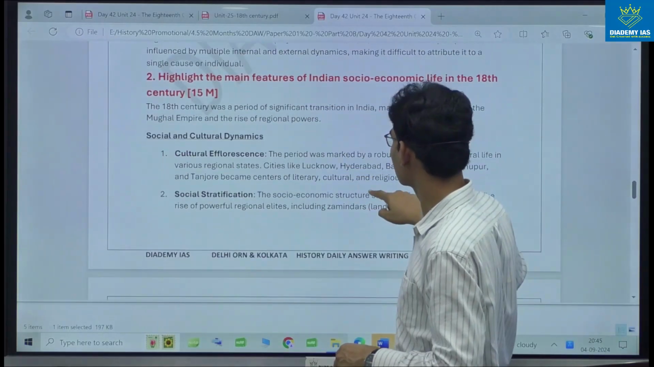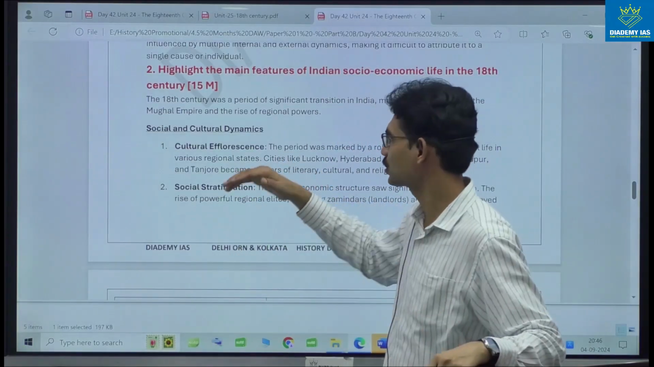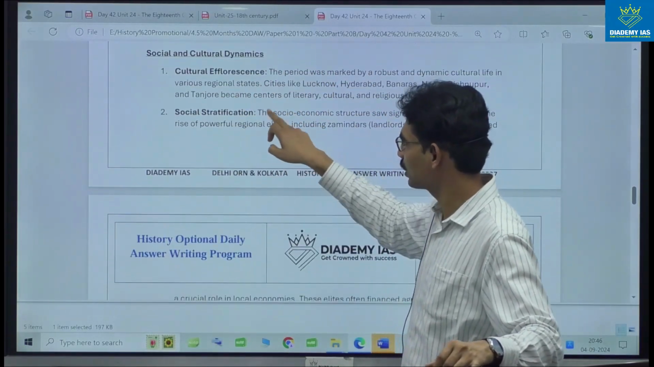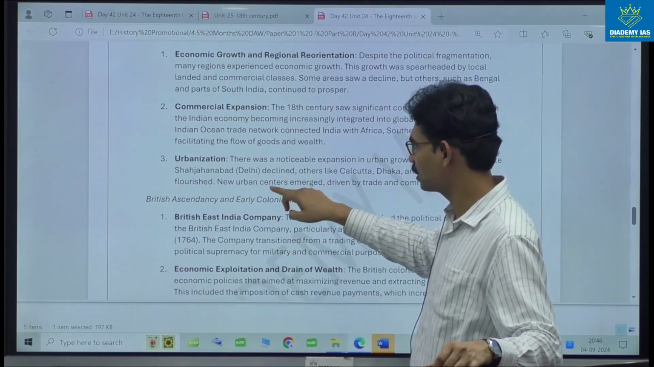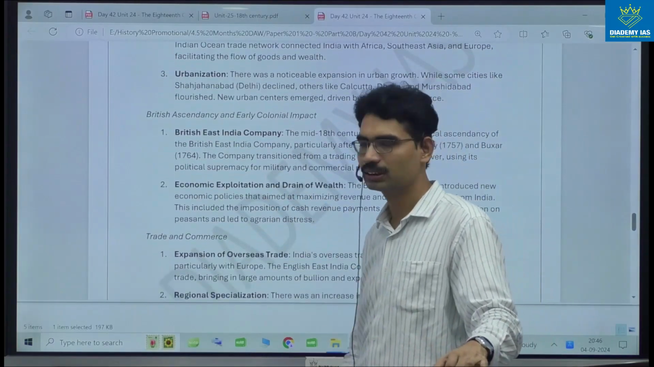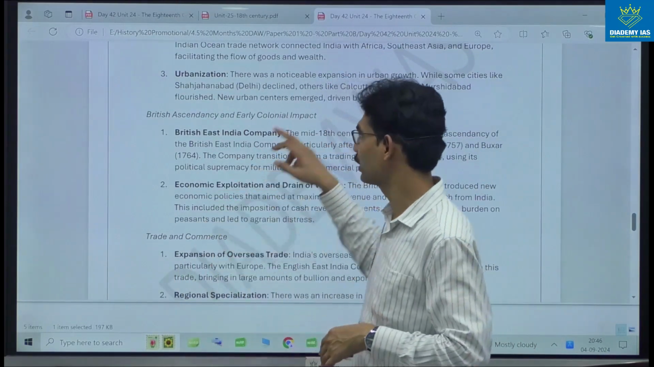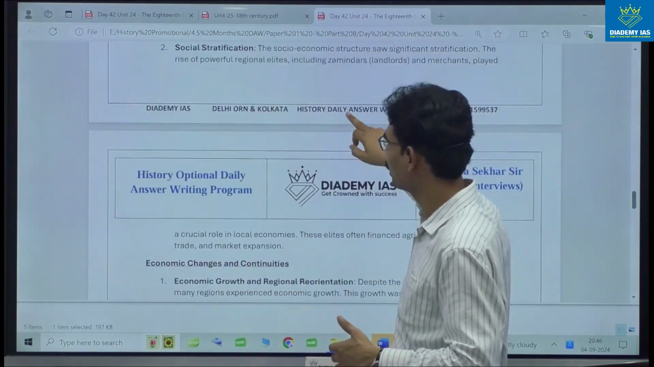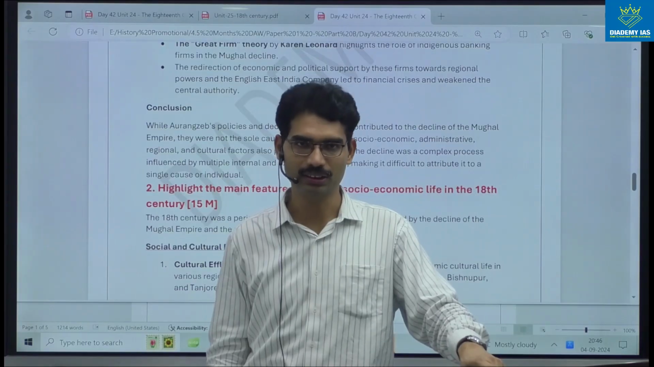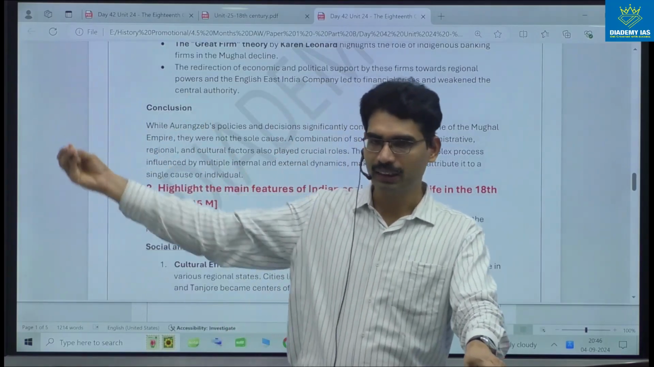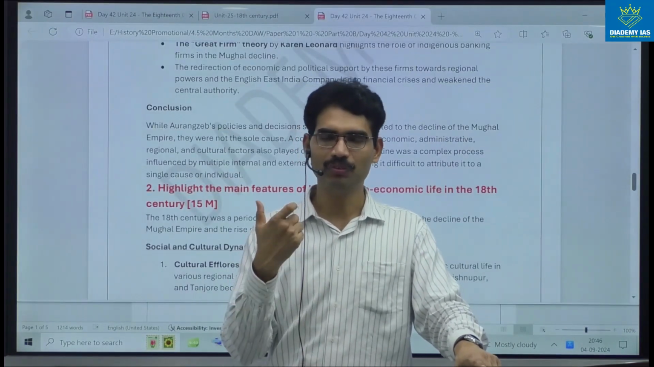Then highlight the main features of Indian socio-economic life in the 18th century. Same goes: what are the different socio-economic and socio-cultural dynamics, social stratification, economic changes, economic growth, commercial expansion, urbanization, British ascendancy, trade and commerce, and so on. On the eve of the British Empire, what kind of socio-economic conditions were there in the 18th century? You need to read that particular book. If you already have notes, read them and write the answer. I will evaluate and give you comments.